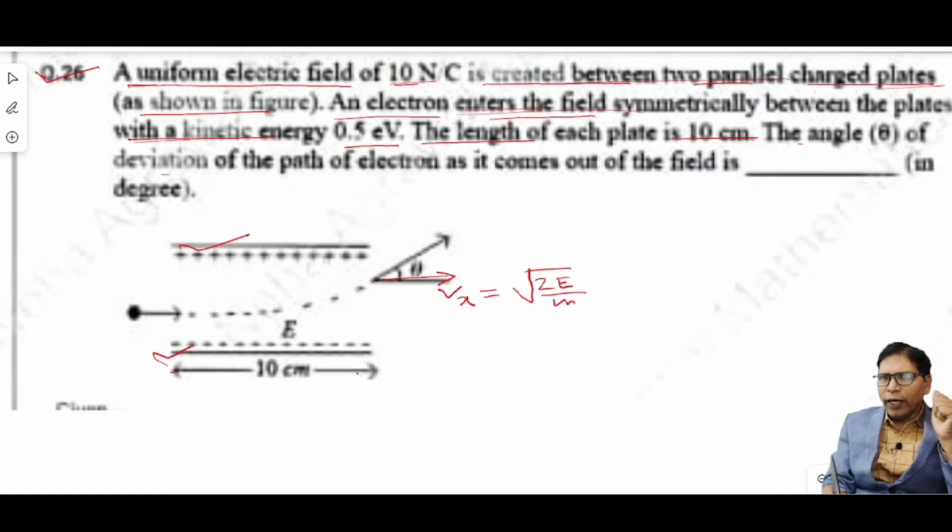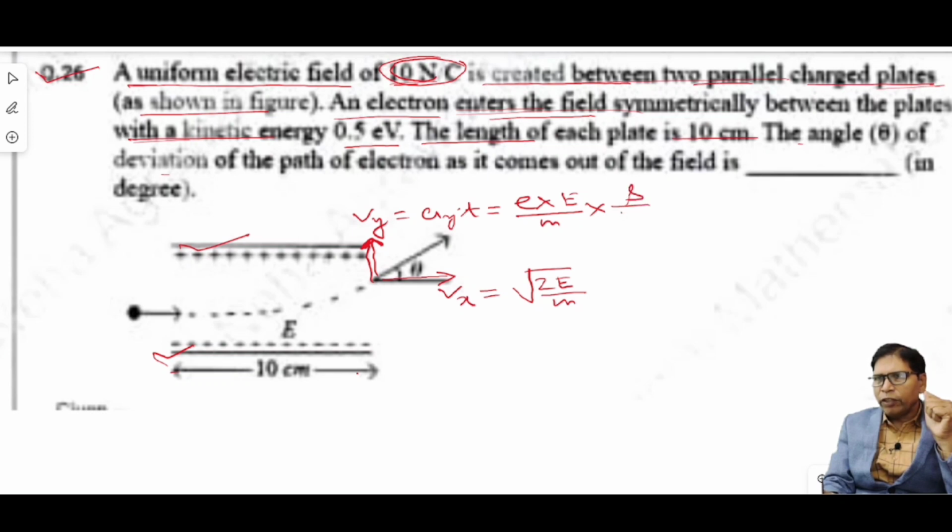Okay. Now, look at this, this Vy. The velocity along this direction is taken as Vy. This Vy is the acceleration along this direction into t. Now, what is the acceleration? This is the electronic charge into electric field, capital E, divided by mass of electron, into time. What is the time? Time is S by Vx.